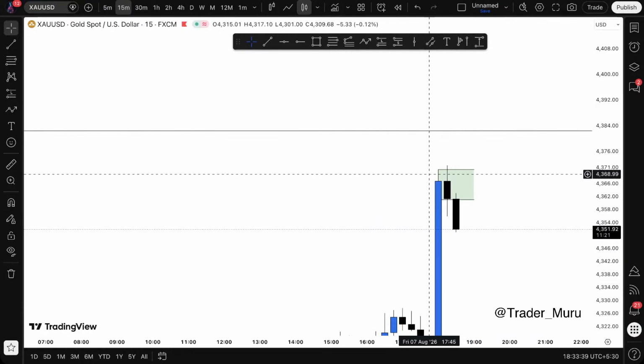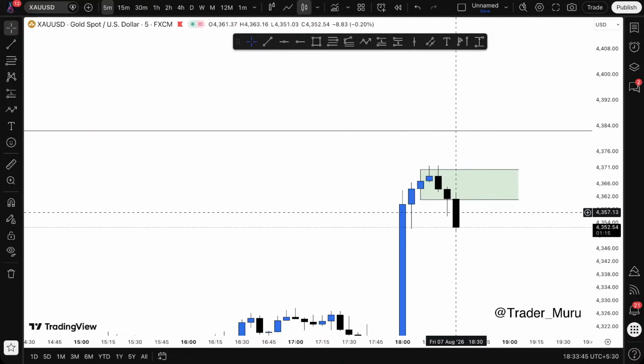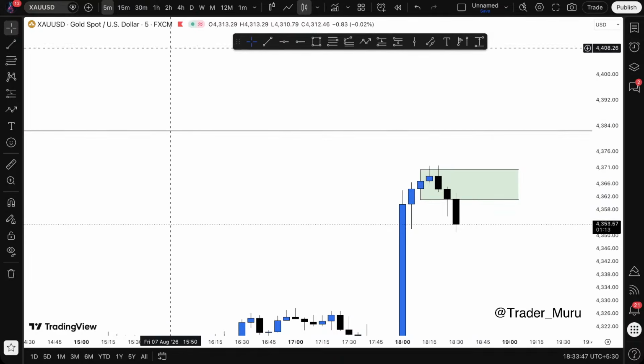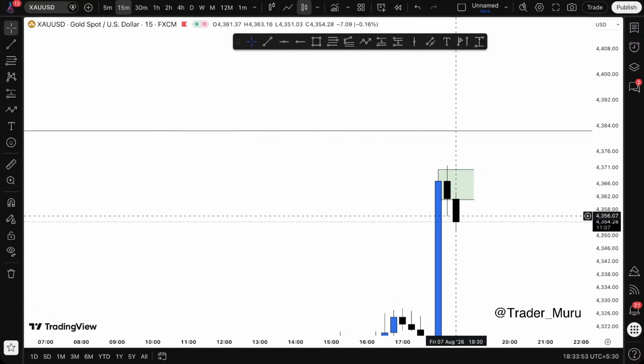The 15-minute time frame has closed in a sweep. Now on the 5-minute time frame, a momentum break can test at least the 15-minute low, which has already been taken, here.